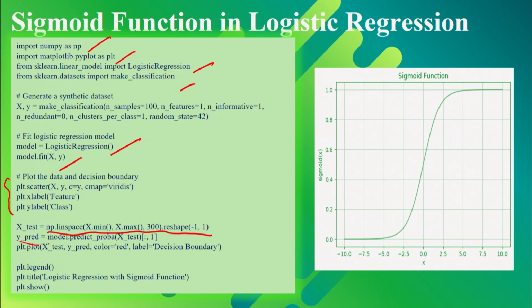And to predict the probability, we are applying a model.predict_proba function, where the x test data set has been taken as the input. Now, we are applying the function to see the decision boundary, and we are giving logistic regression with sigmoid as the function title.